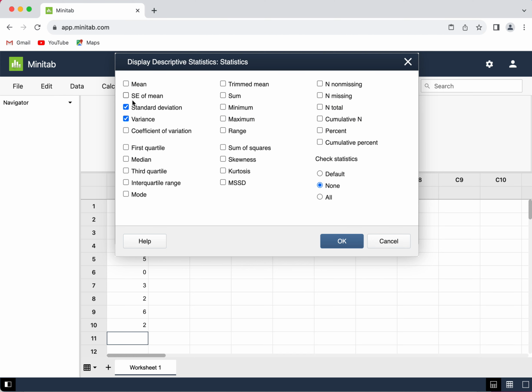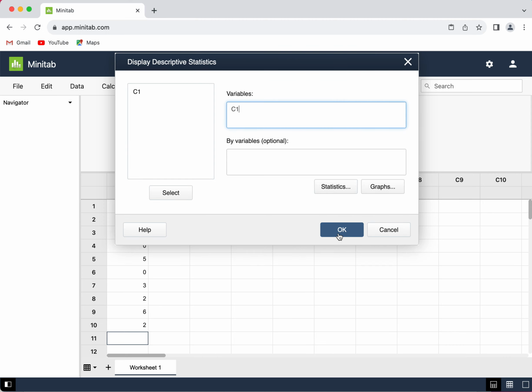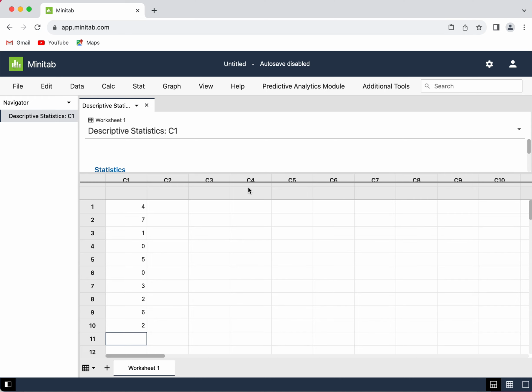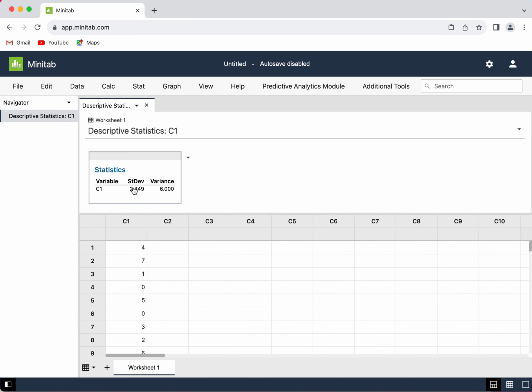Notice that they have this SE of mean. Sometimes people get confused when they're looking at results if that one is checked, and they will think that that is the standard deviation, so make sure that you're paying attention to that. Standard deviation in the Minitab output is abbreviated with StDev. So we have our standard deviation of 2.449 and our variance of 6.000.